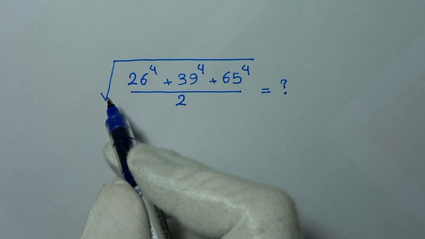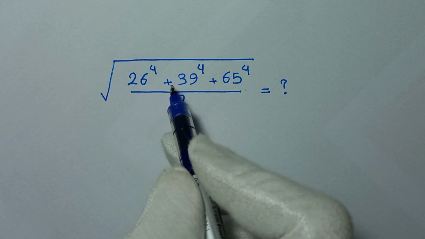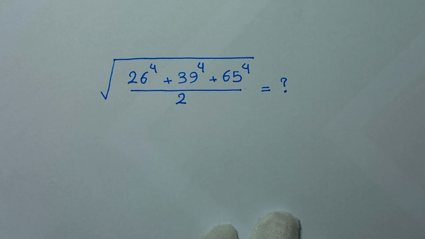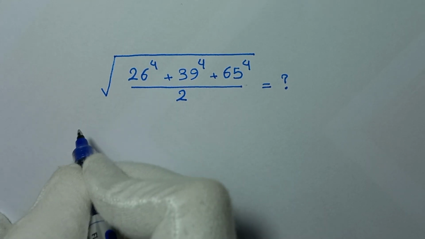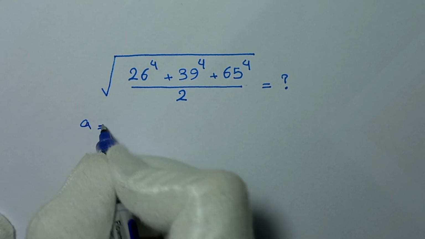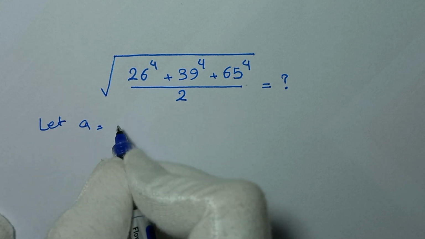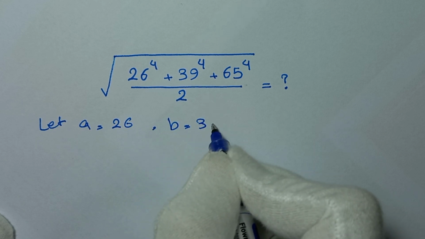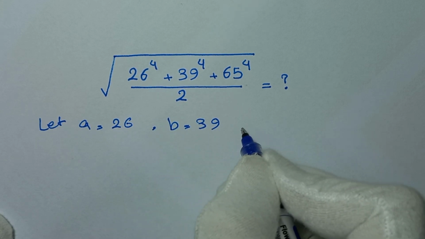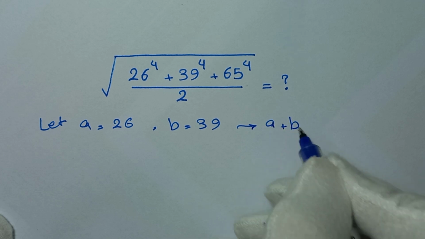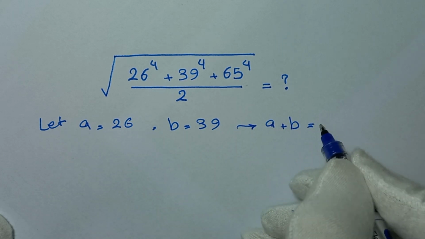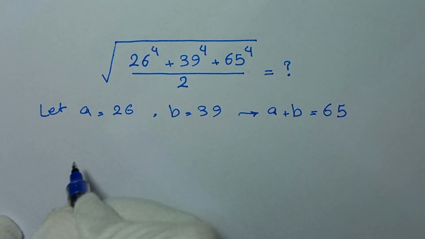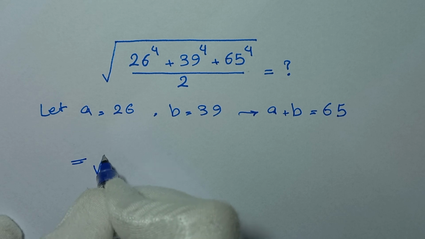To simplify this: the square root of (26 to the power of 4 plus 39 to the power of 4 plus 65 to the power of 4) over 2. In the first step, we start by letting a be 26 and b be 39. And from here, a plus b is equal to 26 plus 39, and it will be 65.